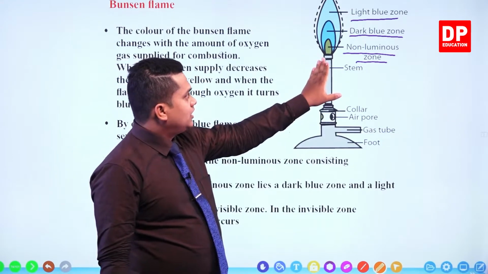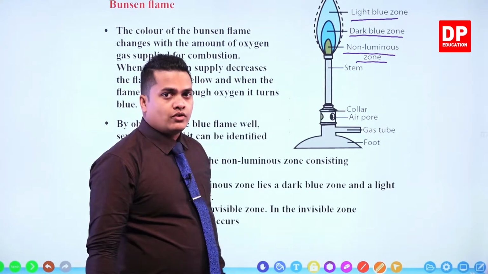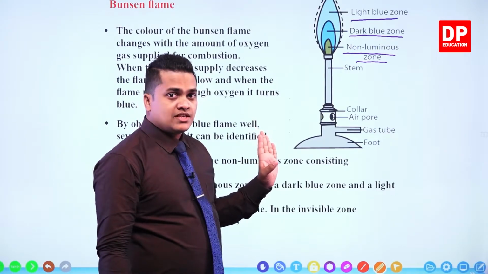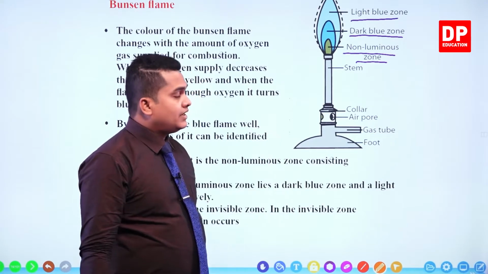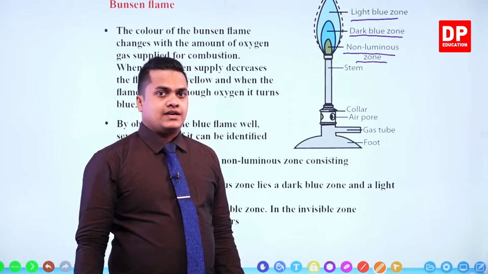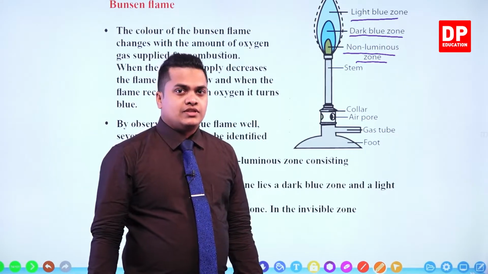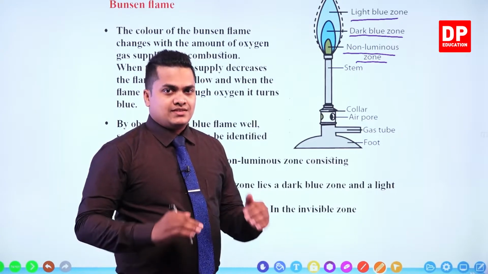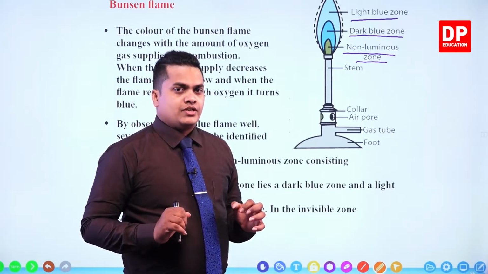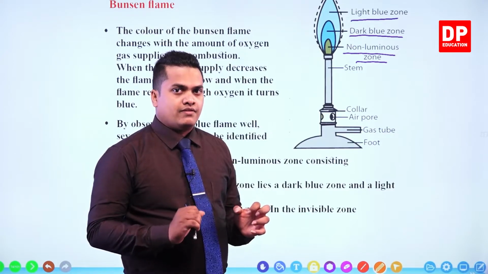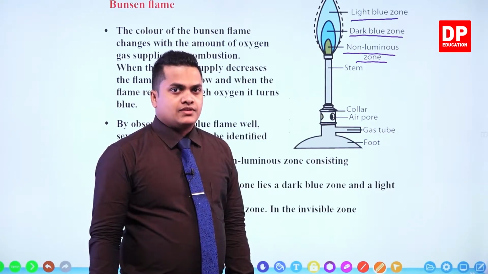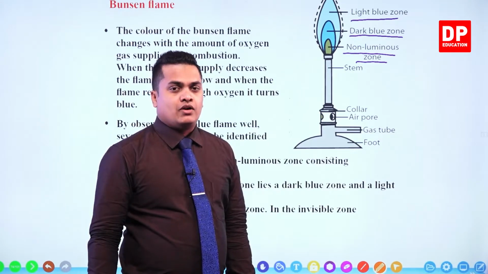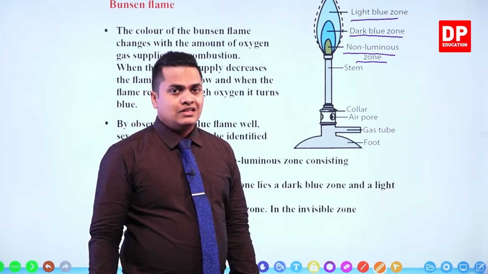First of all, the non-luminous zone located at the middle, then the dark blue and the light blue zones respectively, then finally the invisible zone that has the highest temperature and undergoes complete combustion. So these flames are really simple, my dear children, right? Candle flame and the Bunsen flame. So let's move on to the next thing to study further things related to our lesson.